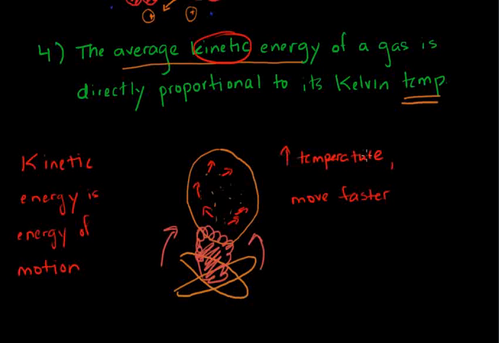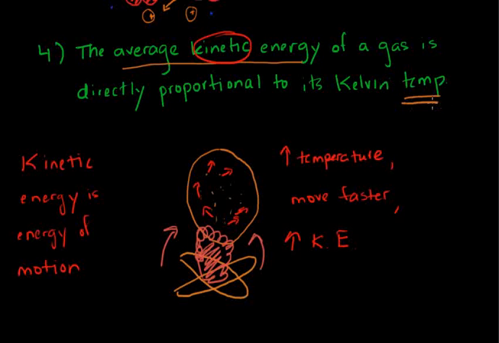So if we increase temperature, the particles move faster, we've also increased kinetic energy. And so that's how, when we increase temperature, we can increase the average kinetic energy of a gas, because on average, maybe a few particles are moving faster than others, maybe a few aren't moving quite as fast, but the average kinetic energy of a gas is going to increase.